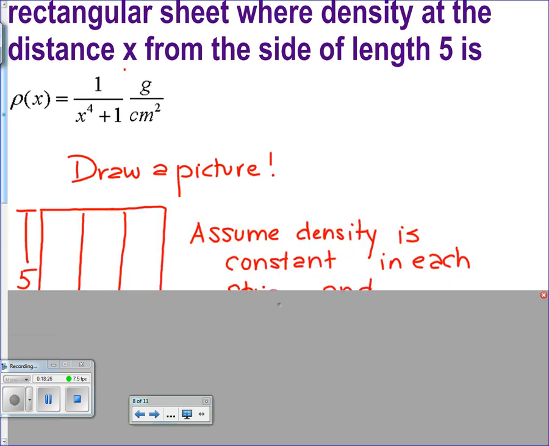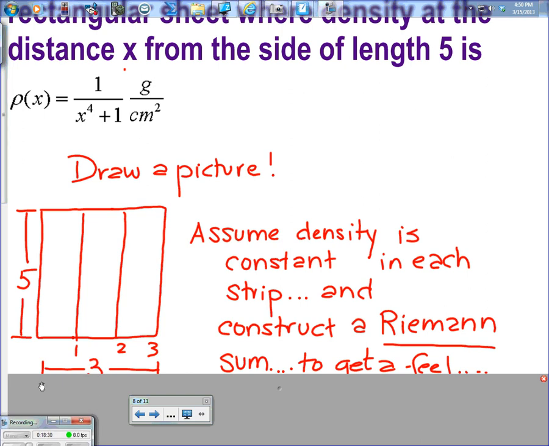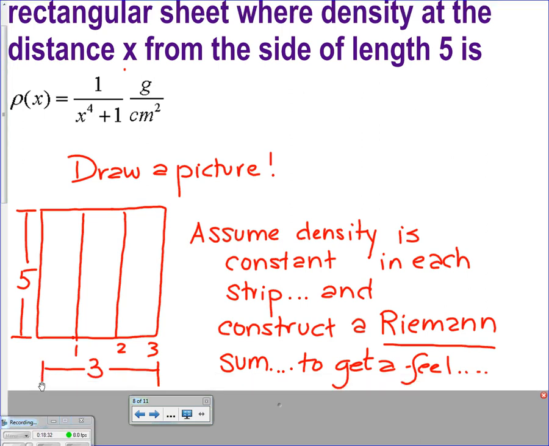Here's my sheet of 3 by 5 that I drew. And I chopped it up into just 3 segments, just to make it easy. And we do have to assume that the density is constant within each strip. So I just did 3 strips to give myself a feel for what this Riemann sum would look like before I wrote the integral.